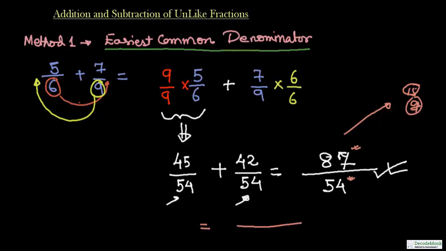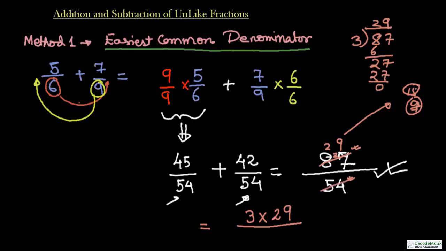So this can be broken further. 3 multiplied by... I should be able to do divisions very fast. 3 twos are 6, carry 2, 3 nines are 27. So 3 multiplied by 29 is 87. You can check over here: 87 divided by 3, 3 twos are 6, 27, 3 nines are 27. Yes, it is. Next, we cancel this.